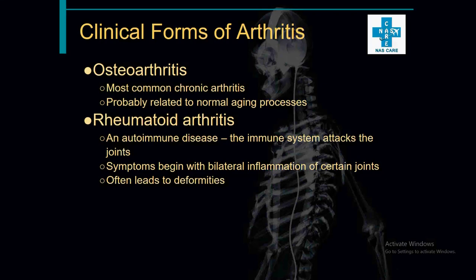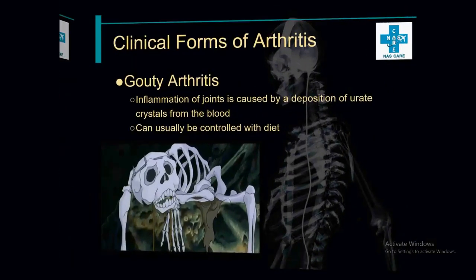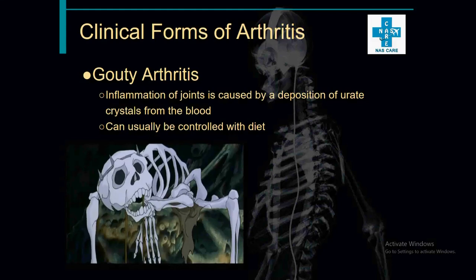Clinical forms of arthritis: osteoarthritis and rheumatoid arthritis. Osteoarthritis is the most common chronic arthritis and is related to normal aging processes. Rheumatoid arthritis is an autoimmune disease: our immune system attacks our joints, and symptoms begin with bilateral inflammation of certain joints and often lead to deformities. Gouty arthritis: inflammation of joints caused by deposition of urate crystals from the blood, and it can usually be controlled with our diet.